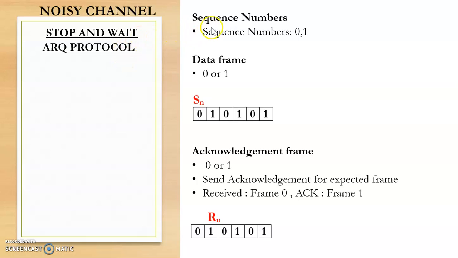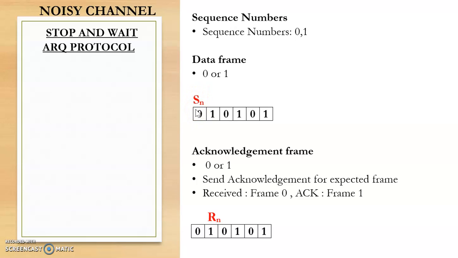So this protocol uses only two sequence numbers to identify a frame. That is, the sequence number may be either 0 or 1. So the data frame which is sent from the sender to the receiver will have sequence number either as 0 or 1. And the sequence number at the sender side will be denoted by SN.